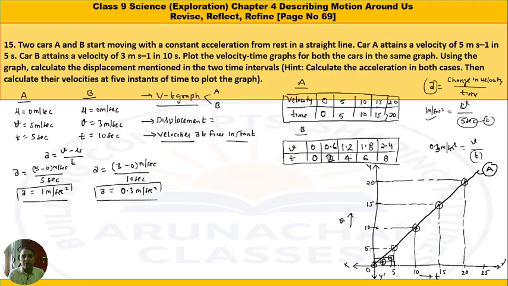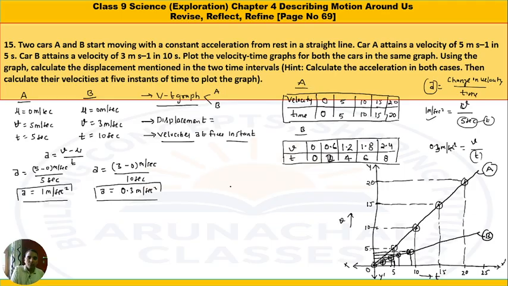Next 6, 1.8, somewhat here. Next 8, 2.4. So somewhat here. So for car B, the graph will be obtained in this way. So this is for car B.